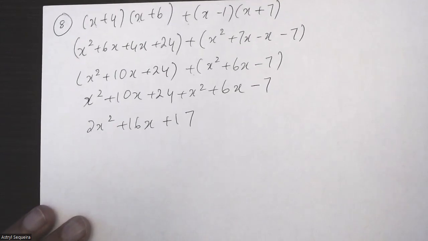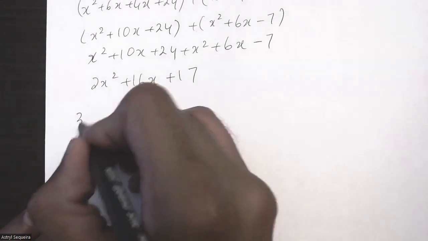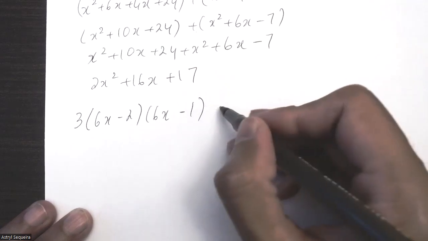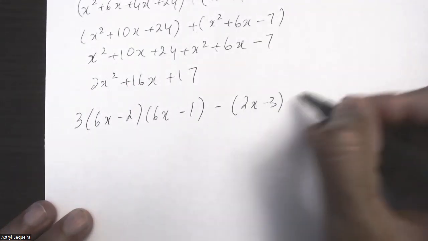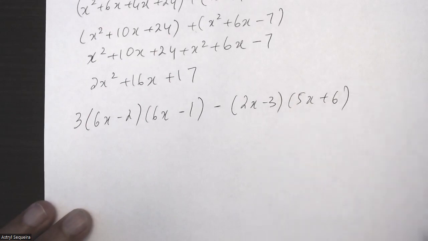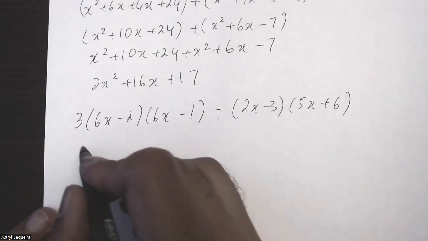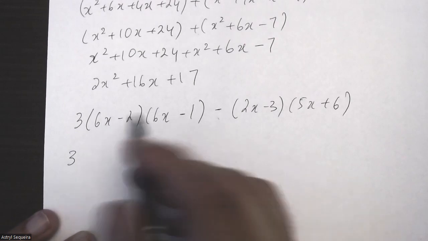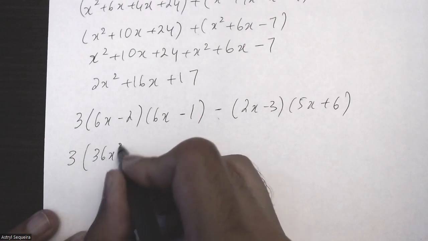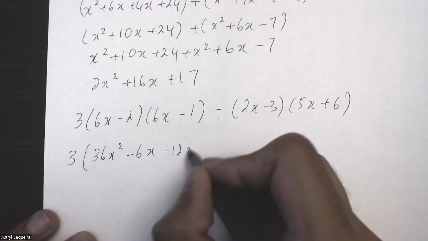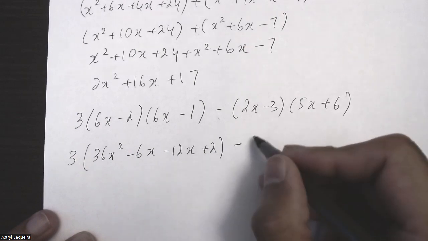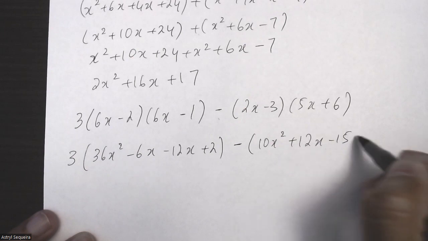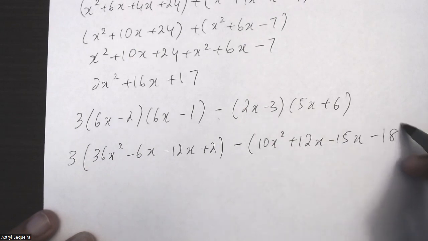Let's pick another one that's slightly more difficult. Let's do 3 times (6x minus 2)(6x minus 1) minus (2x minus 3)(5x plus 6). So again, you want to make sure to keep your brackets now. You have a negative sign here. And I'm going to expand out these two brackets over here first to begin with using my FOIL. So 36x squared minus 6x minus 12x plus 2. And over here, it's going to be 10x squared plus 12x minus 15x minus 18.